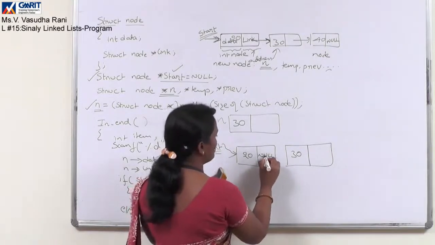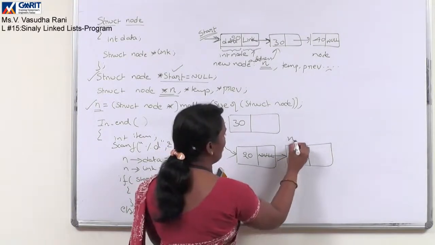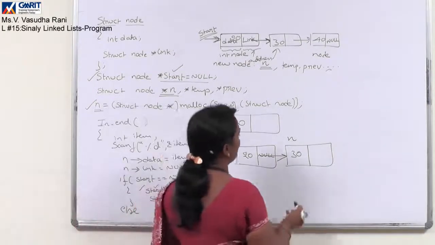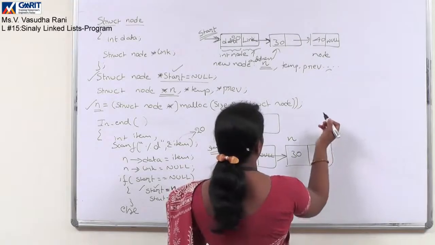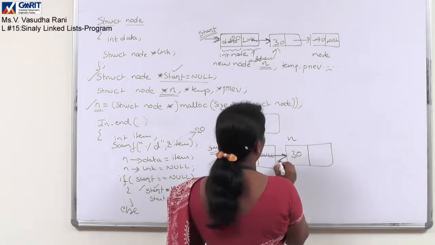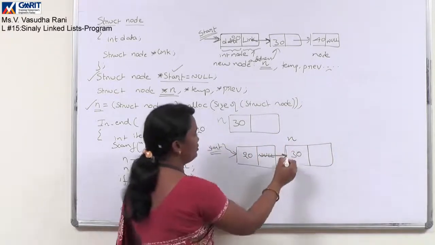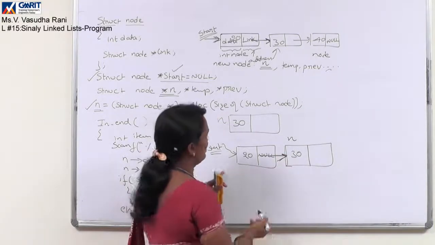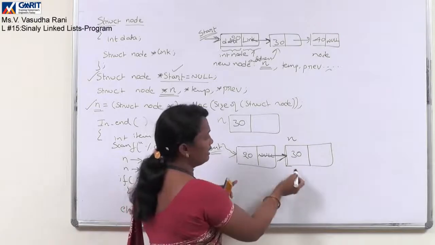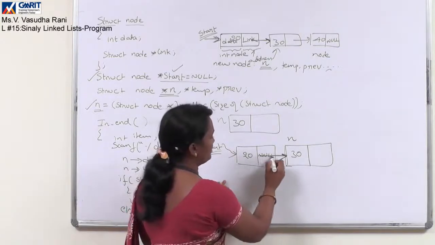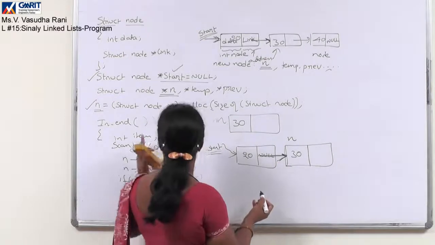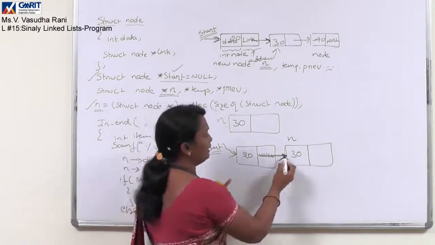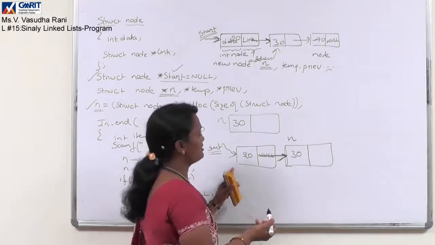So the start node's link pointer should refer to our end node. So in the else part, we'll get the instructions, and for inserting this new node n, we have to traverse our list from the start till the end of the list. Our method is inserting a new node at the end, so till the end of the list we have to traverse it.